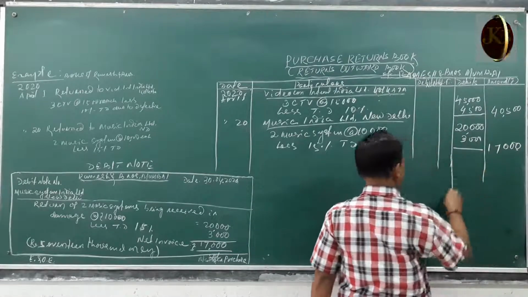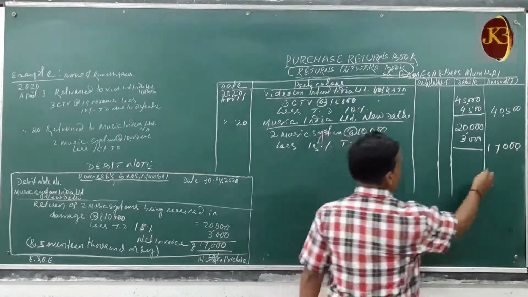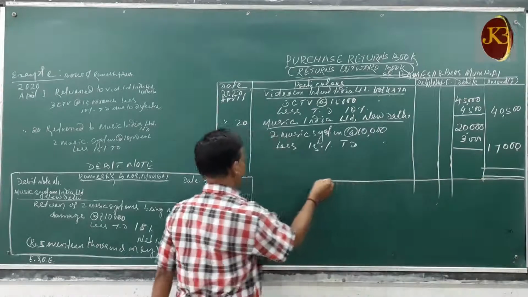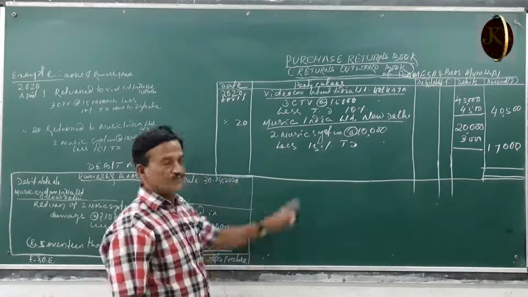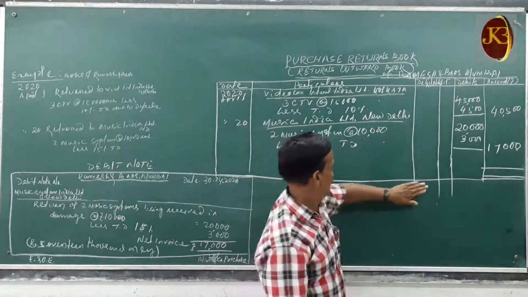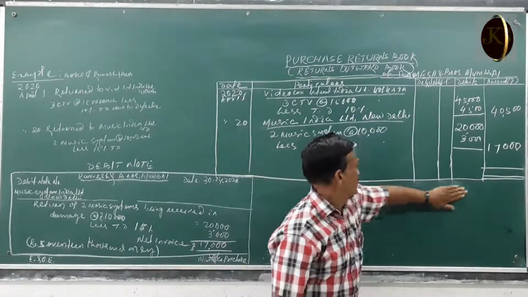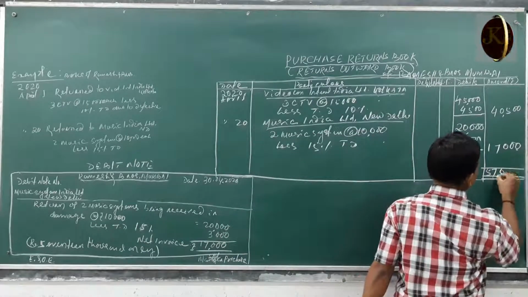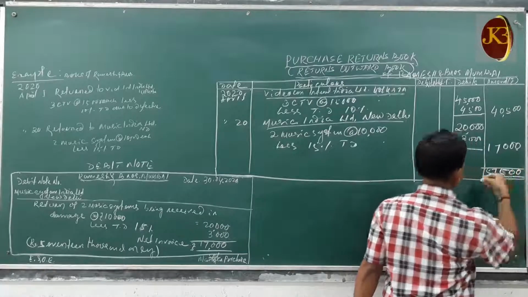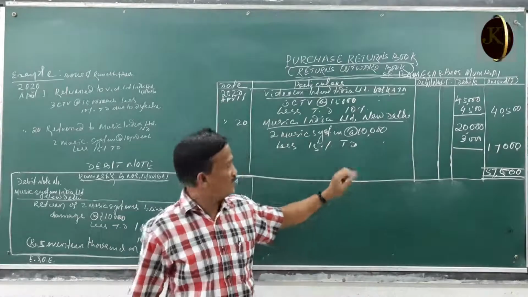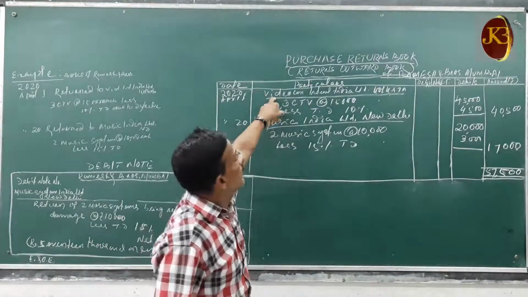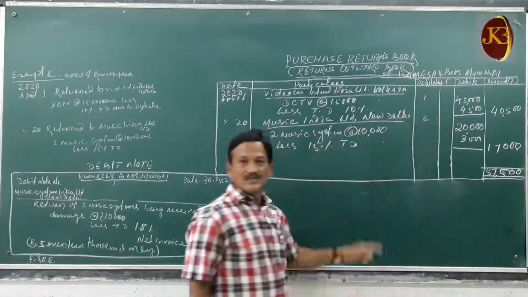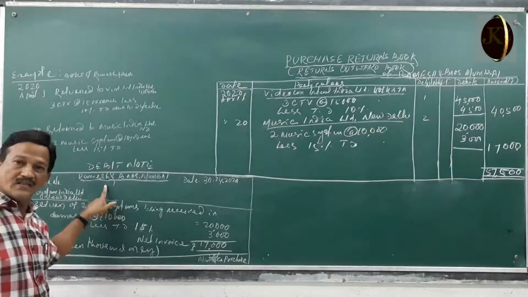So now you make the total of this amount column. This is the total of this amount column. So the total is 57,500. Okay, this is the total, 57,500. So this is the name of the supplier to whom goods is returned. You have to put the debit note number, 1. Suppose this is debit note number 2. Accordingly, you have to prepare the debit note.